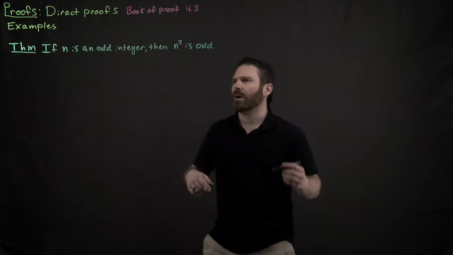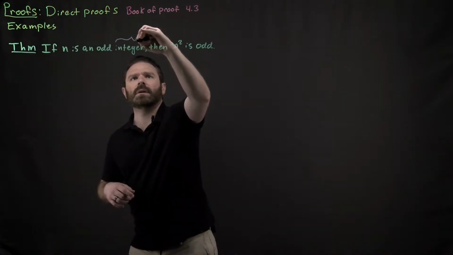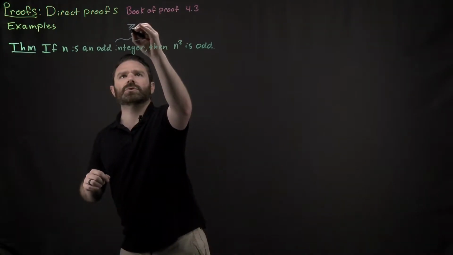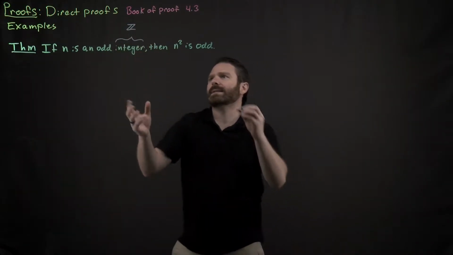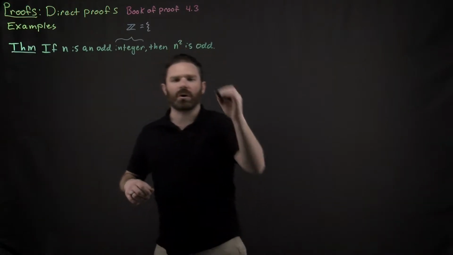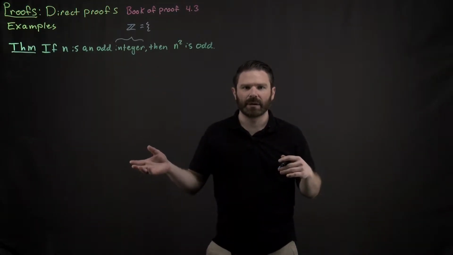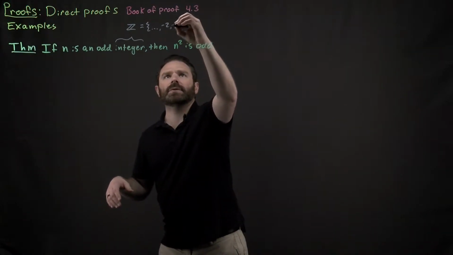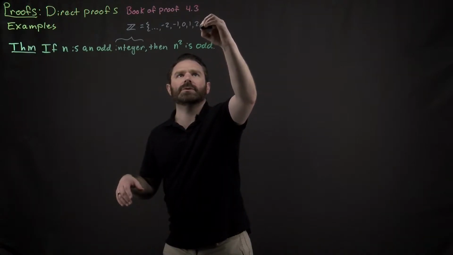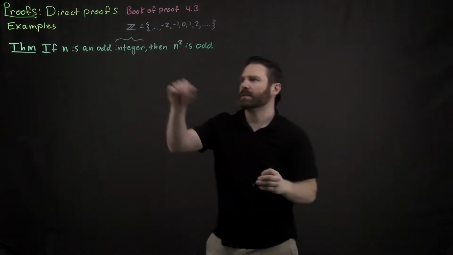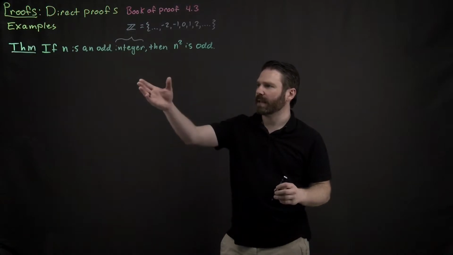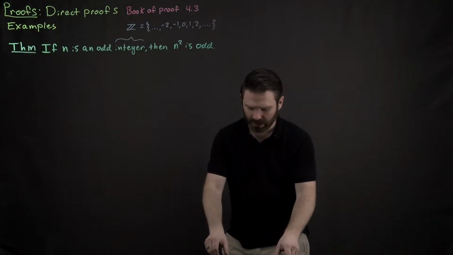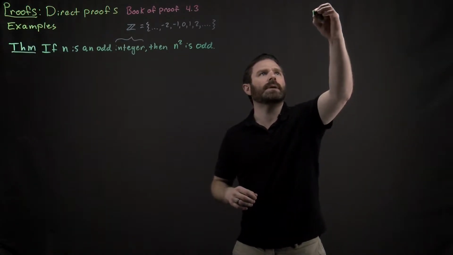So just to recall a couple of definitions, what we use to abbreviate integers is this double-struck Z, and this stands for the set of all positive and negative natural numbers, including 0. So -2, -1, 0, 1, 2, and so on. So odd integers. This theorem says if n is an odd integer, then n squared is odd. So let's just recall real quick.